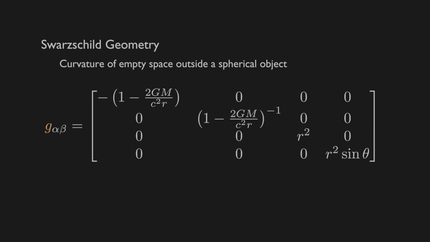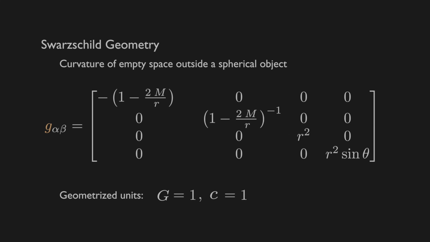M is the mass of the source of gravity. Often in general relativity, we use something called geometrized units, where the gravitational constant G and the speed of light c are 1 to clean up the clutter in the equations. In geometrized units, the Schwarzschild metric looks like this.